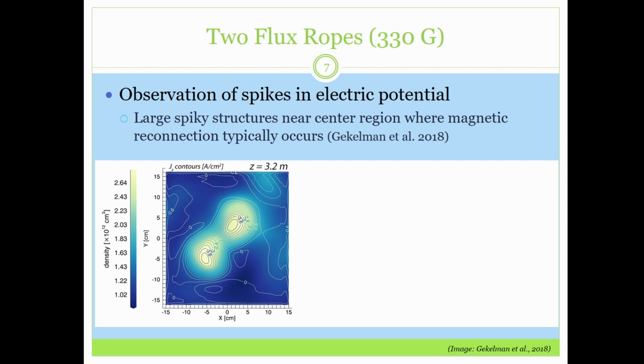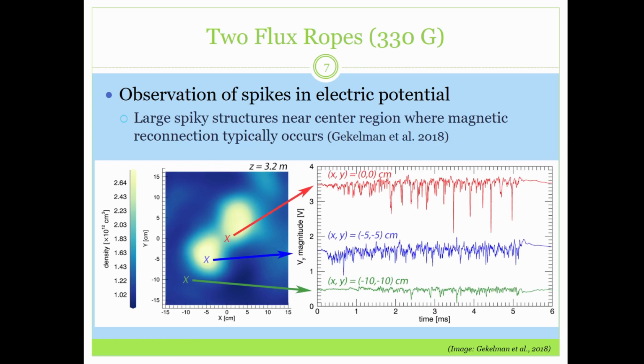These are the two flux ropes that we see at a cross section of the machine at a distance 3.2 meters away from the flux rope mask. Now, to measure the spikes, what we did was we placed probes at 3 different locations at the flux ropes, and then we measured the floating potential at each of these positions.